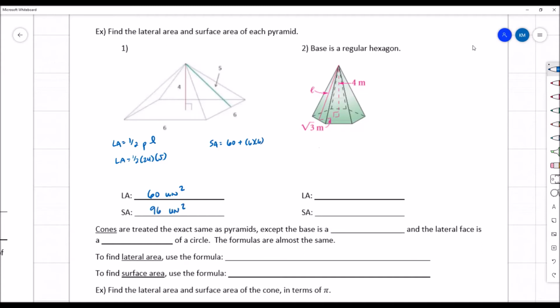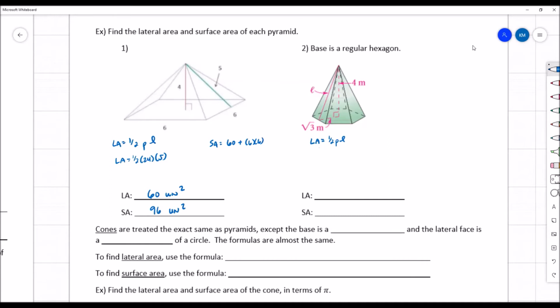Okay. Number two, they tell us that the base is a regular hexagon, and they want us to find the lateral area. Again, the formula doesn't change even though the shape of the base changes. So for this, we'll need 1/2 the perimeter of our base times the slant height. And they really don't give us a whole lot to work with here.